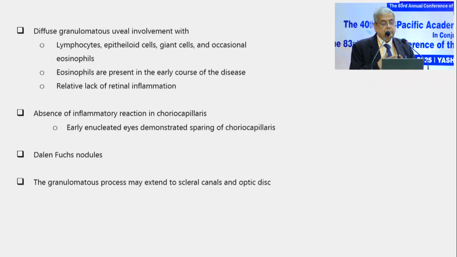What we see in pathology is a diffuse granulomatous uveal involvement with lymphocytes, epithelioid cells, giant cells, and occasional eosinophils. Eosinophils are present in the early course of the disease. There is relative lack of retinal inflammation. You don't see retinal inflammation in sympathetic ophthalmia. There is an absence of inflammatory reaction in the choriocapillaris. Early enucleated eyes demonstrate a sparing of the choriocapillaris. We can see the Dalen-Fuchs nodule. The granulomatous process may extend to the scleral canal and optic nerve.